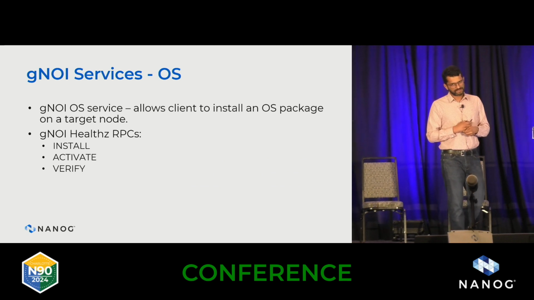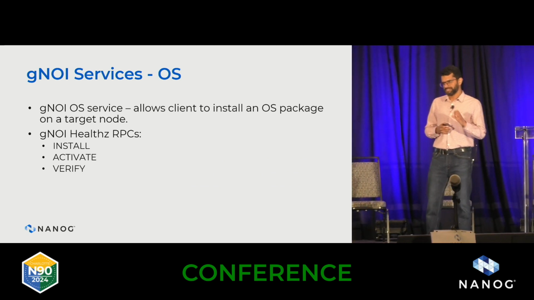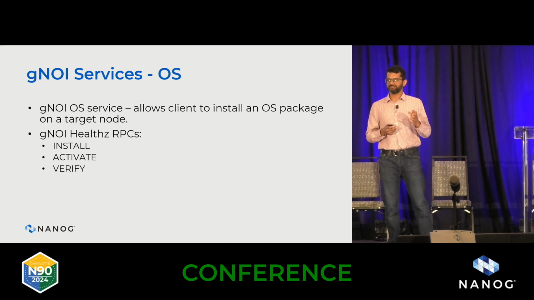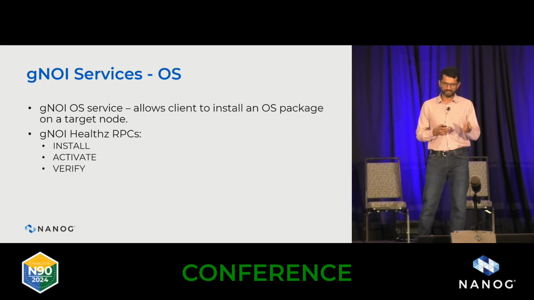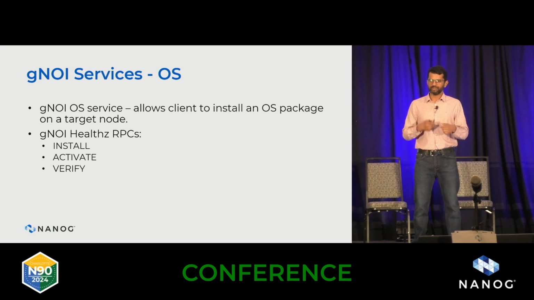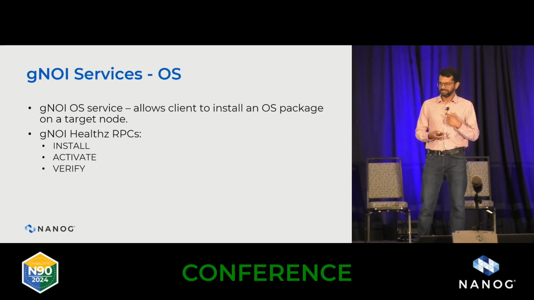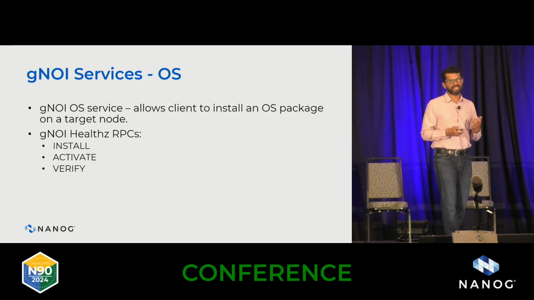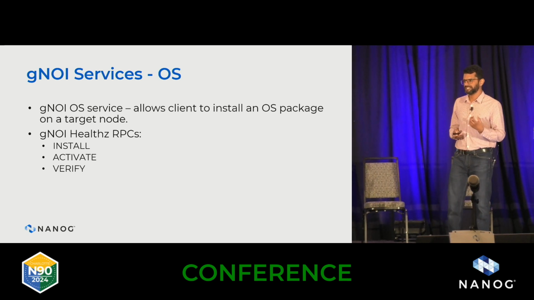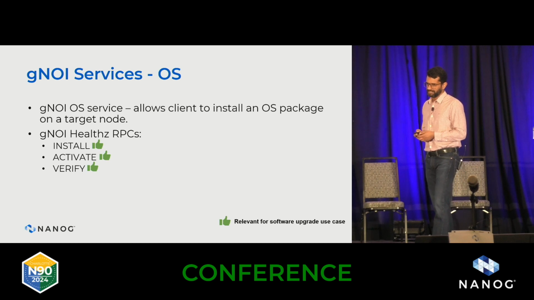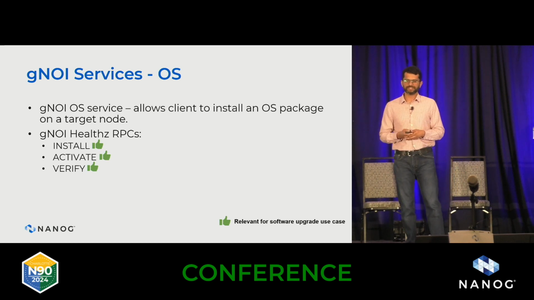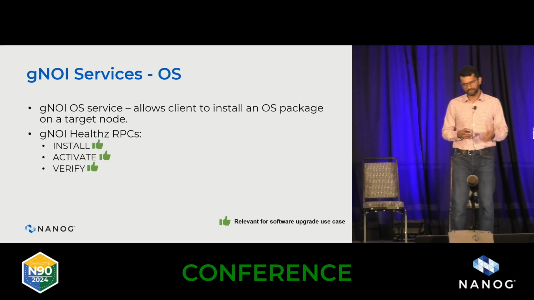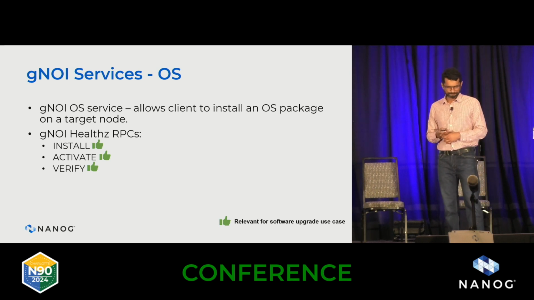Then the OS service. The OS service is the most important one for the software upgrade use case specifically. So the OS service is what we will use to transfer the software image, to activate the software image, and once it's activated, we will use the OS service to verify that the router is now running the expected software release. Right? So all 3 RPCs we will use in the software upgrade use case. So let's dive deeper into these 3 RPCs in detail.